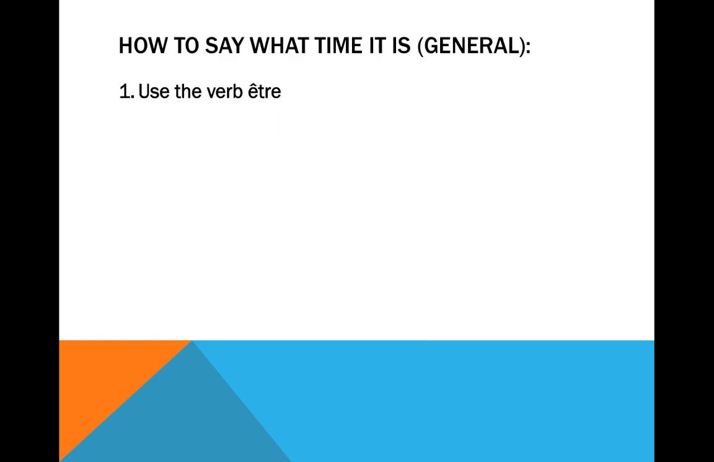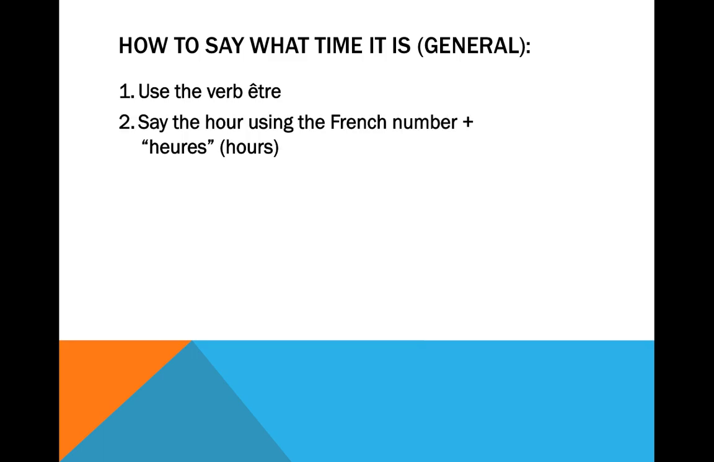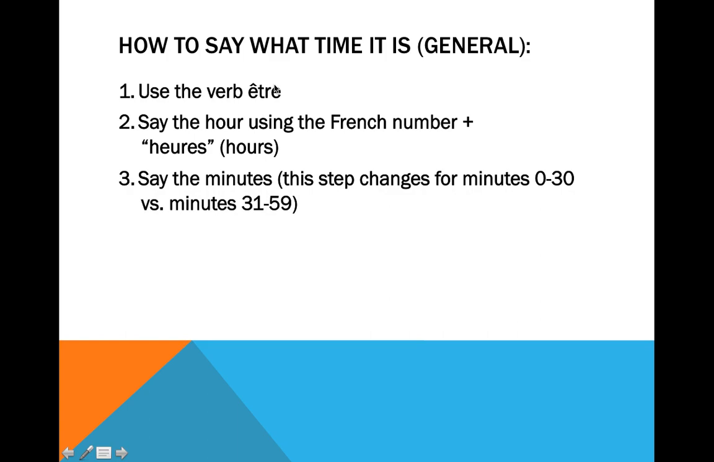And now there are three steps to say what time it is, generally speaking, and then we'll get more specific. First of all, you always use the verb être. You put the hour using the French number, and then you put the word heure afterwards. Note it's always plural, except for if you're talking about 1 o'clock, because then it would be une heure without the S. So instead of saying it's 3 o'clock, you'd say il est 3 heures, it's 3 hours. And then you put the minutes after the hour.